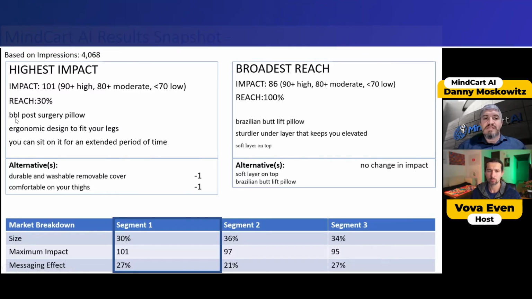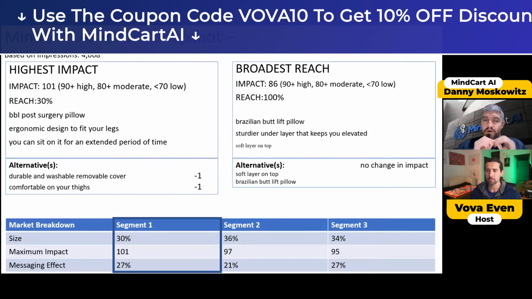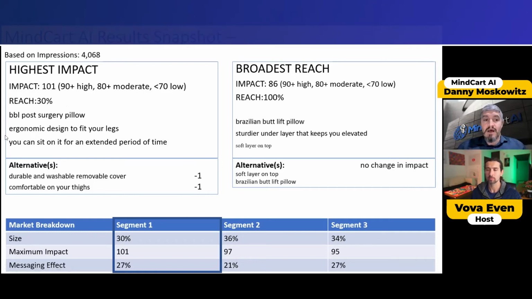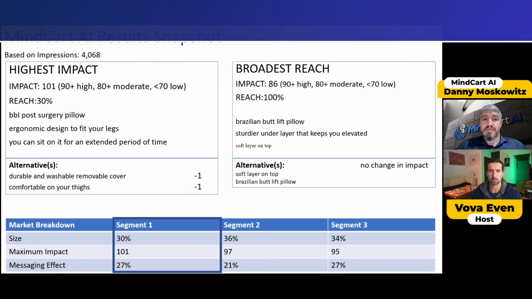It says BBL post-surgery pillow and ergonomic design to fit your legs, and you can sit on it for extended periods of time. Now you might be able to shorten this one a little bit to get it in there. But these are the key ideas that I want to put into my listing to get the people who are most likely to click, or most likely to buy. I have alternatives here that only reduce the score by 1 point, which is not significant. The score here is 101, and anything 90 plus is considered significant, very high.